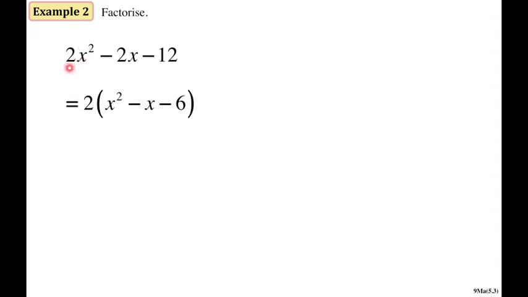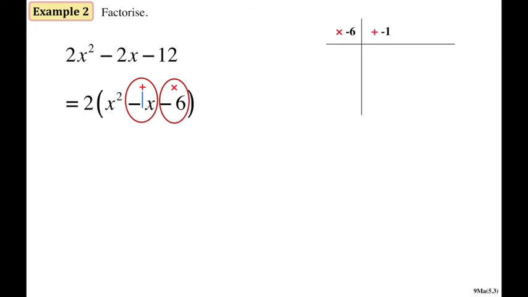2 goes into 2x squared. Well, 2 goes and leaves the x squared. When I take the 2 out, 2 goes into 2x once, so you get -1x. 2 goes into -12 -6 times. So that's what it factorizes down to. Look inside the bracket. That is a monic quadratic trinomial now. I want numbers that times to give -6 that add to give -1.